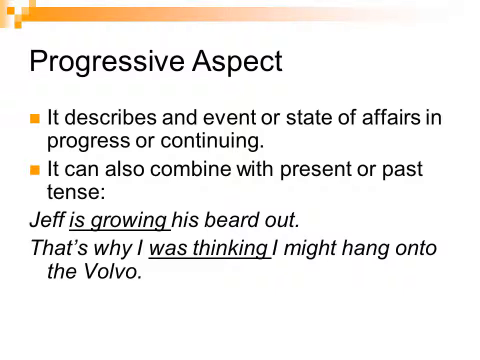And the progressive aspect describes events or state of affairs in progress or continuing. And that also can be combined with present or past tense. Jeff is growing his beard out. That's why I was thinking I might hang on to this Volvo.